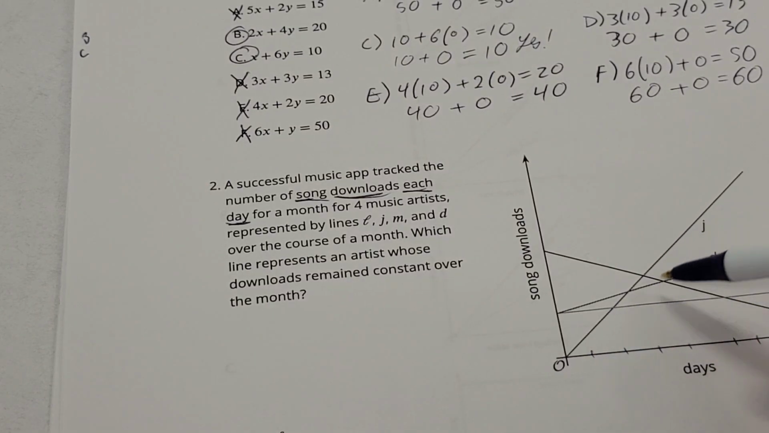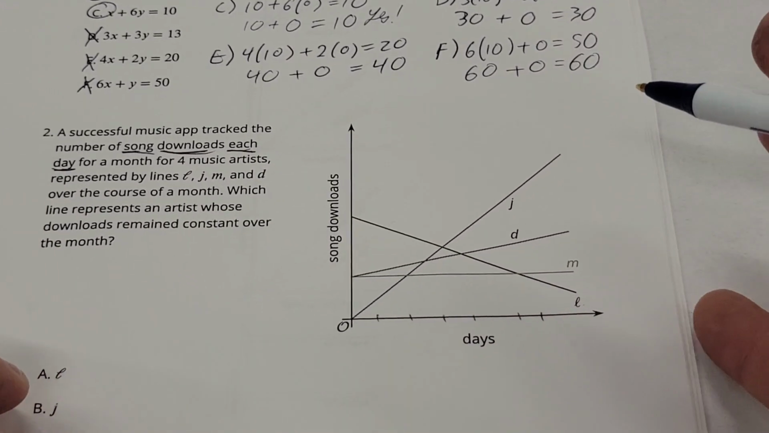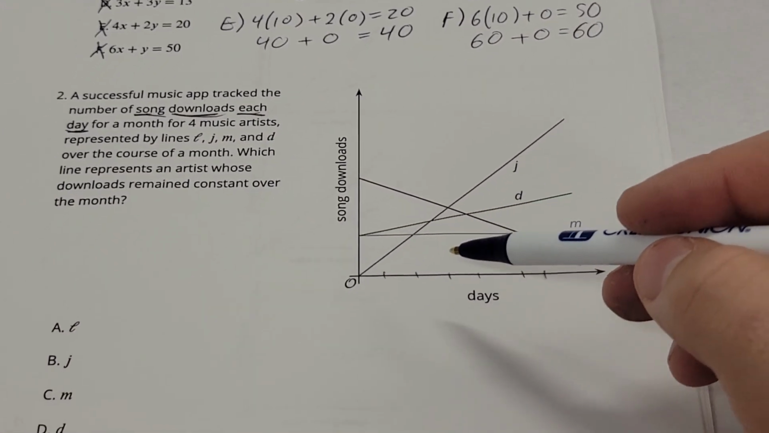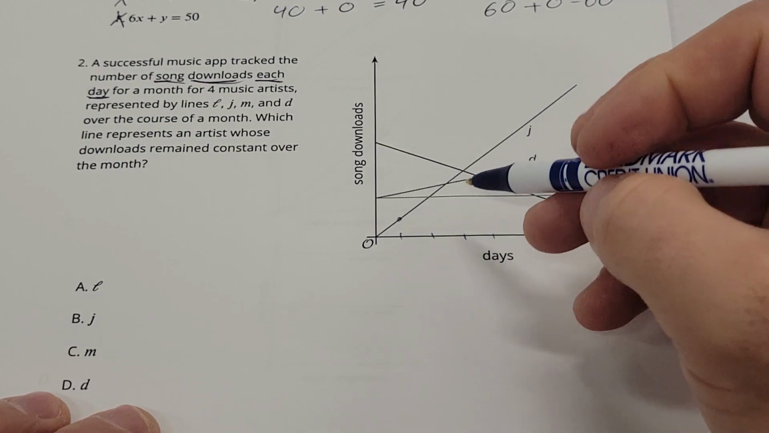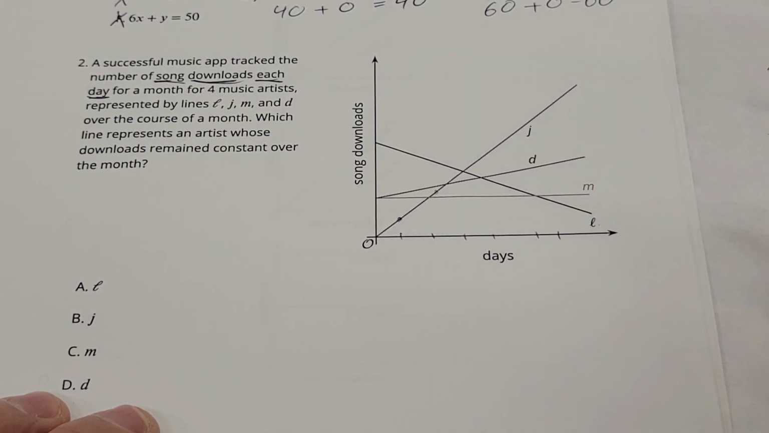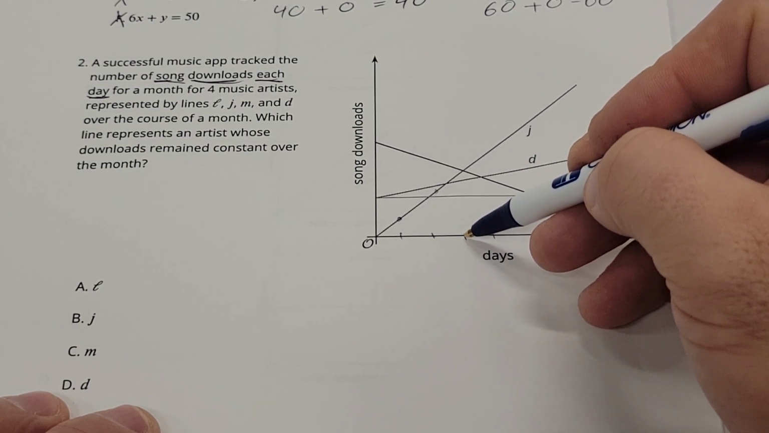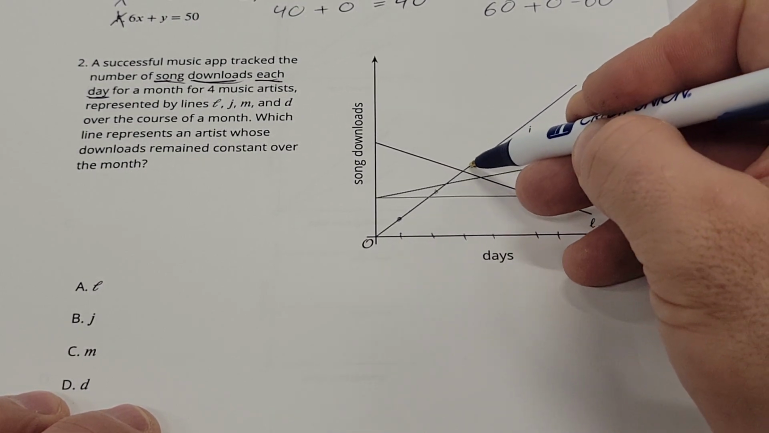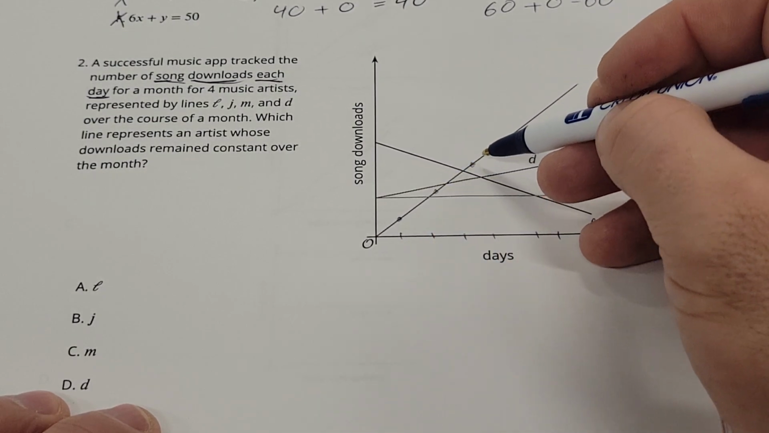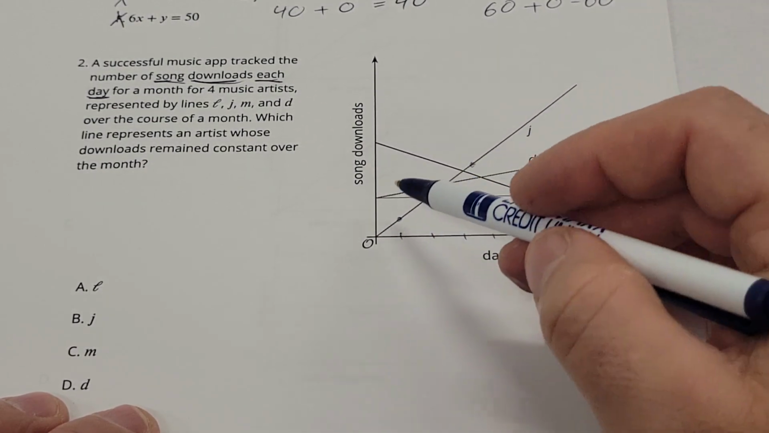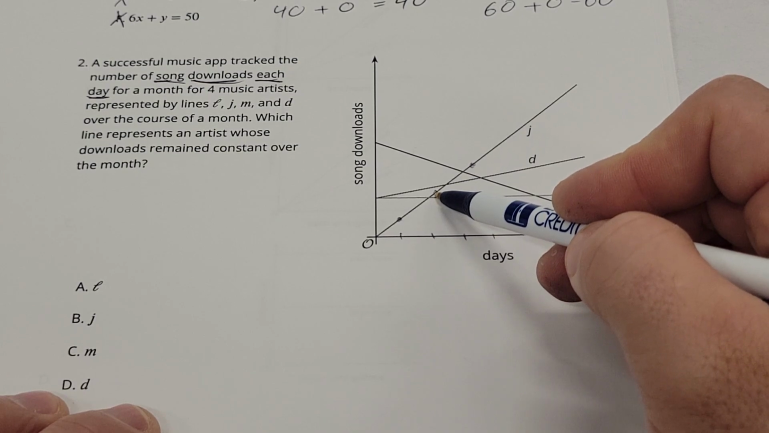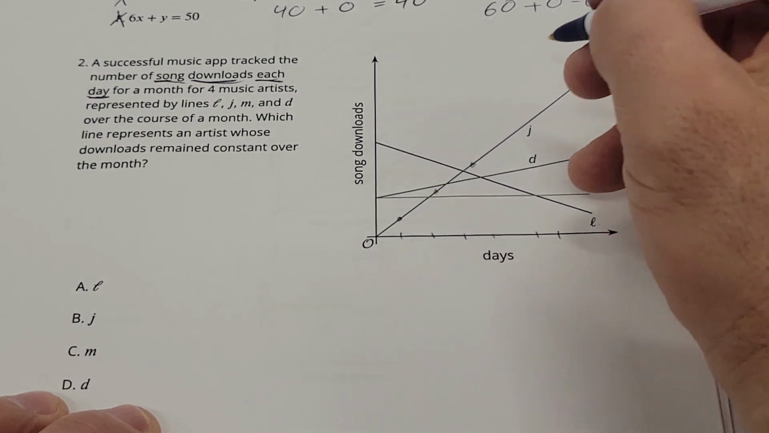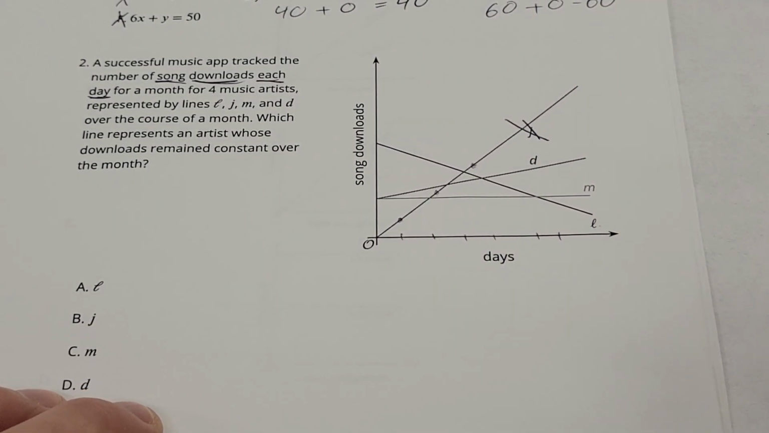If I use line J, for example, on day 1, it downloaded, let's say, 2 songs. On day 2, it downloaded 4 songs. It's downloading more songs every day. So thinking of the scenario, this is not 2 songs a day. This is 2 on that day, 4 songs downloaded that day, 6 songs downloaded that day. So J is not a good example.